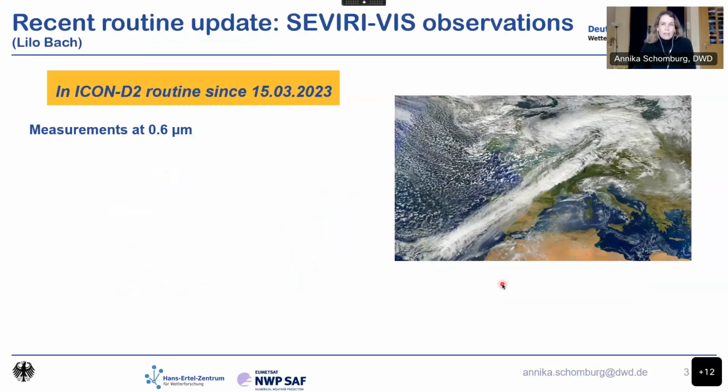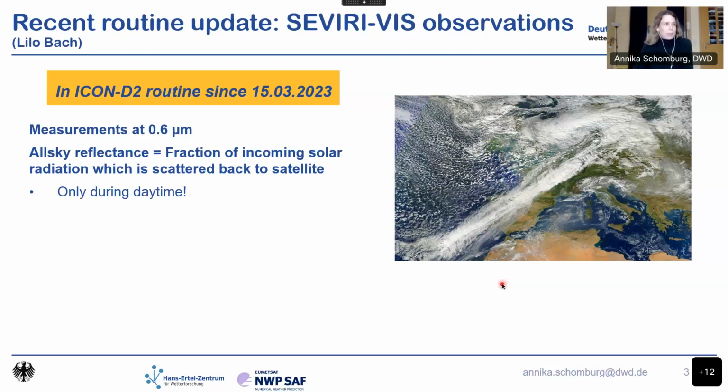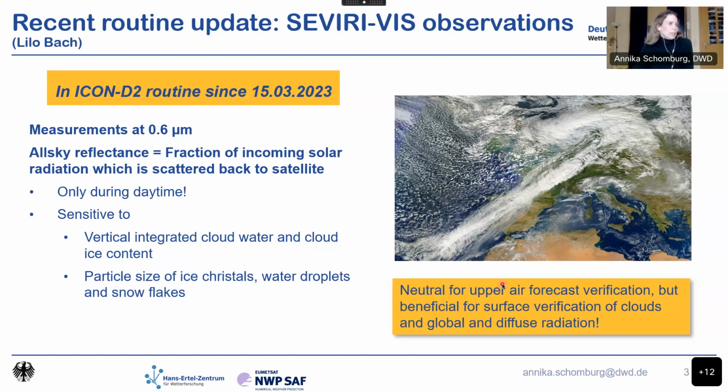And since 2 months, we have an additional data source in there, which is the visible channel of SEVIRI, which has been prepared by Bach for operations. These are the measurements at 0.6 micron. This is available during daytime because this all-sky reflectance is a fraction of incoming solar radiation scattered back to the satellite. It's sensitive to vertically integrated cloud water and cloud ice and the particle size of the constituents. This gives mainly neutral impact for upper air forecast verification, but is beneficial for the surface verification of clouds and radiation.